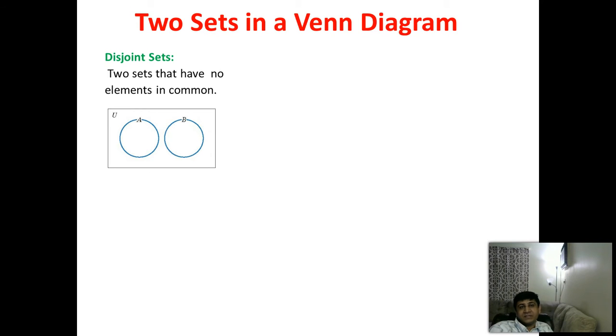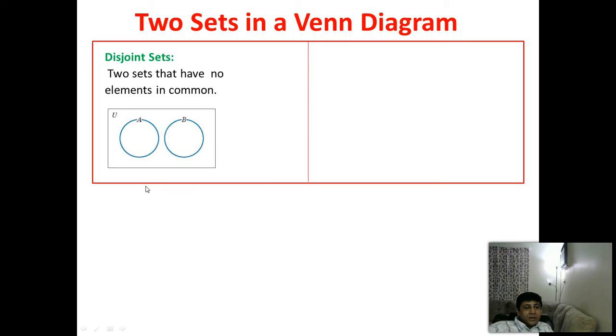So how will we express this in a Venn diagram? To express this in a Venn diagram, we will have a universal set U, and then we will have two circles which will not overlap at all. They will be set apart. This is set A, this is set B, so nothing in common. This is an example of disjoint sets represented by a Venn diagram.